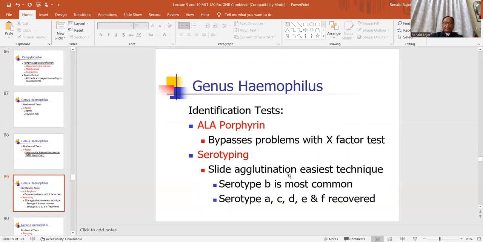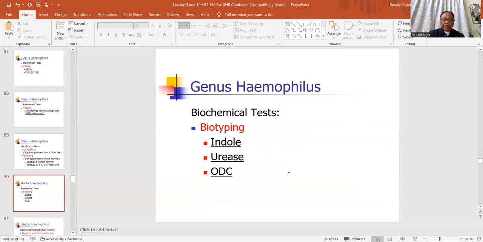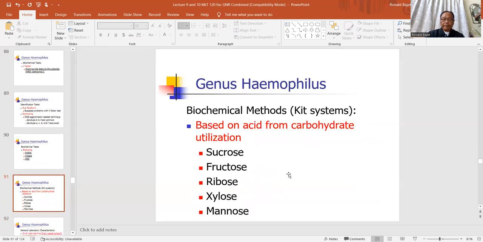Haemophilus, you can use the ALA porphyrin test, which we won't use, and serotyping, which we won't use. The most common serotype for Haemophilus, the most significant pathogen, is serotype B. That's the most common for Haemophilus. Biotyping, you can use indole, urease and ODC, but for biochemical testing, we're not going to use it. So for identification purposes for Haemophilus, we're going to use the X and V factors. Identification techniques using carbohydrates, so sucrose, fructose, ribose, xylose, and mannose, we're not going to be using those.